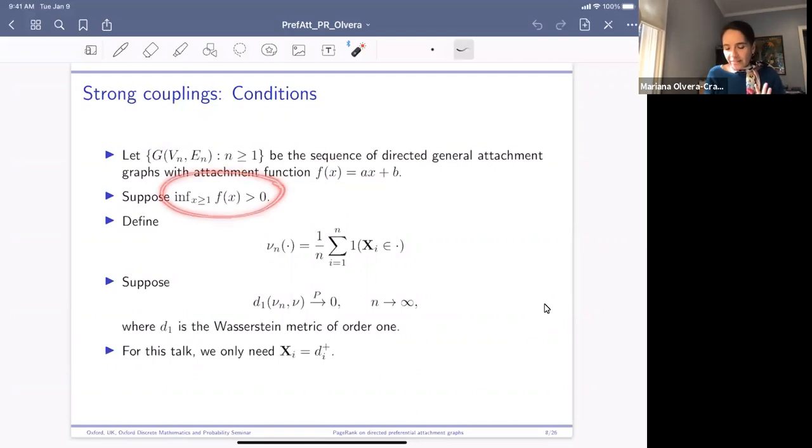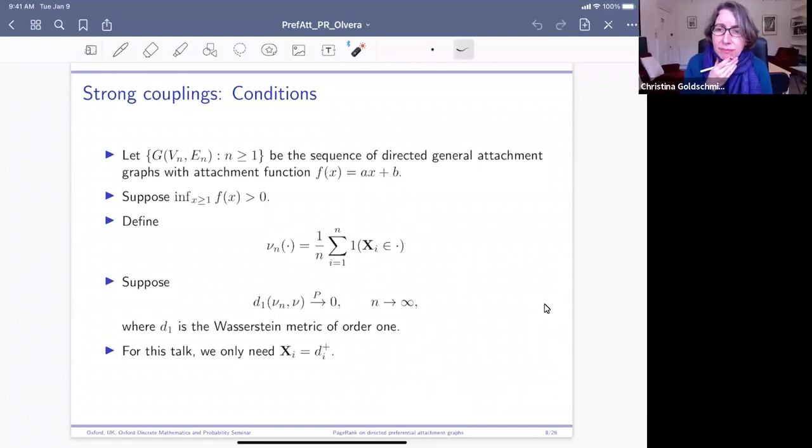All I need to ensure is that when A is 0, B is strictly positive. And if A is 1, then I can make this still negative as long as everything is strictly positive. So now, just quickly, to pick up on a question that's come up in the chat.